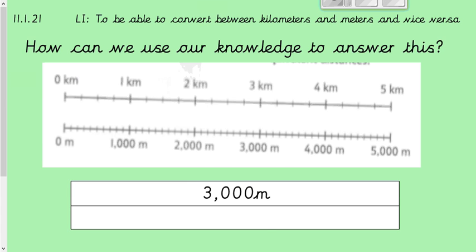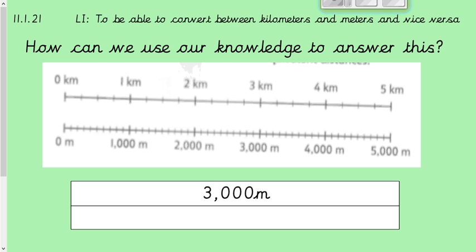So how can we use this knowledge that we've already looked at to work out the equivalent to these, or how can we convert this into kilometers? We've got 3,000 meters. Using this number line, sorry it's a bit blurry, could we try and convert it into kilometers? Pause the video quickly, and see if you can convert 3,000 meters into kilometers.